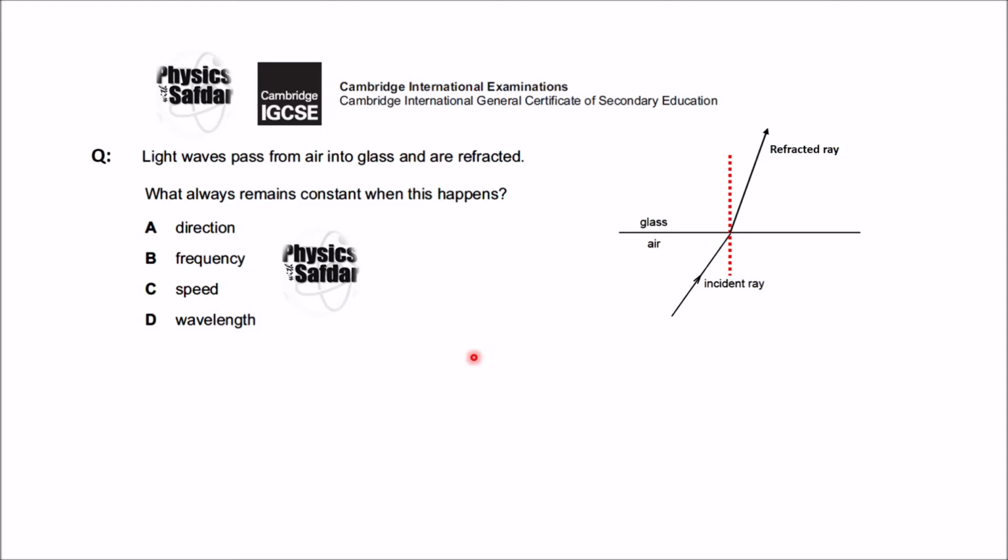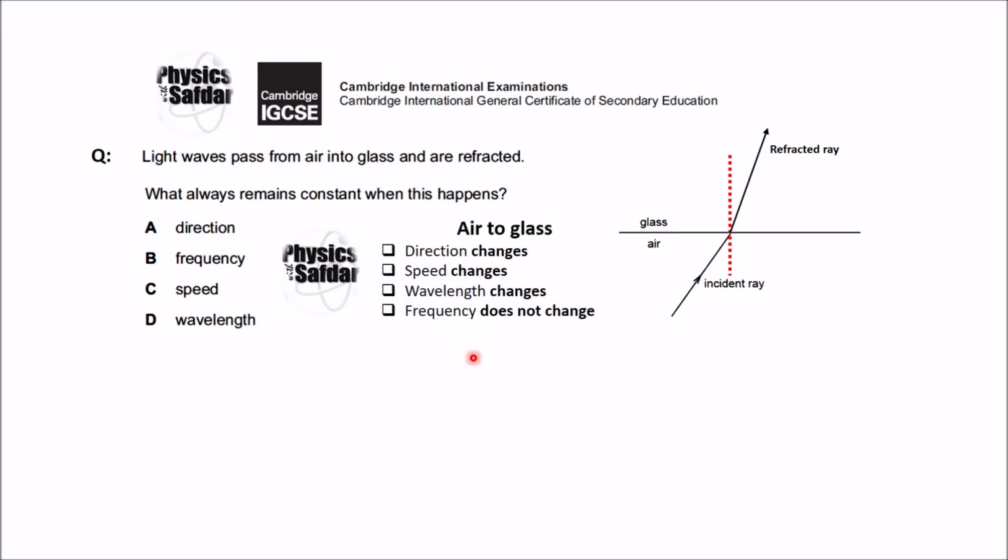You need to remember this point in the process of refraction of light. When light enters from air to glass, direction of light changes, speed also changes, wavelength of light changes, frequency does not change. So you can select your option easily. Option number B is the right answer.